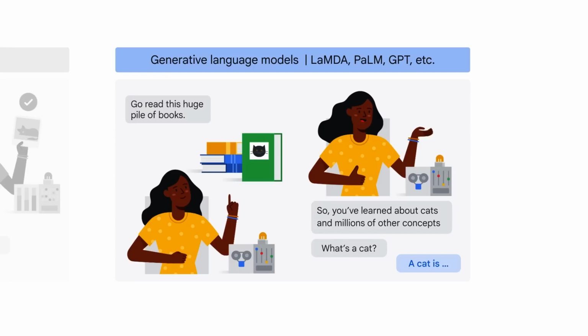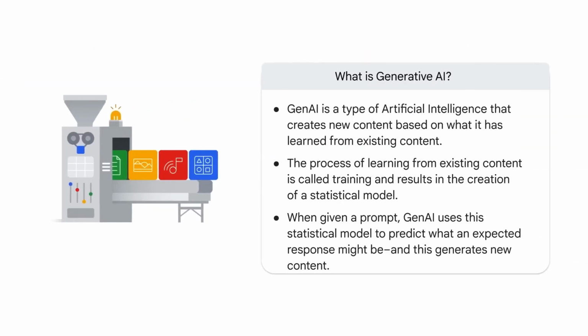So when you ask it, what's a cat? It can give you everything it has learned about a cat. Now we come to our formal definition. What is generative AI? Gen AI is a type of artificial intelligence that creates new content based on what it has learned from existing content. The process of learning from existing content is called training and results in the creation of a statistical model.